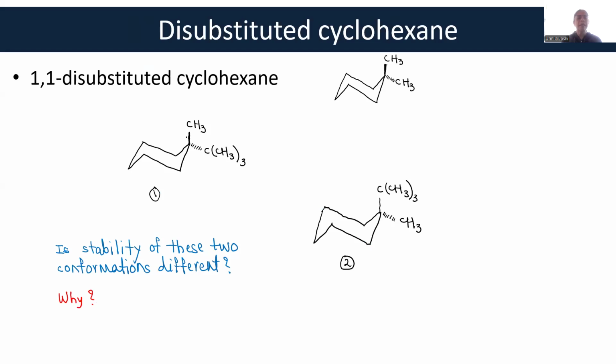Conformation number 1 has methyl group in axial position and tertiary butyl in equatorial. Conformation number 2 is a structure where tertiary butyl is in axial position and methyl is in equatorial. Now, which one will correspond to higher energy? Obviously, conformation 2 is going to correspond to higher energy because the huge tertiary butyl group is facing 1,3 diaxial interactions from hydrogen. And so this will be corresponding to higher energy. This will be corresponding to lower energy. Is that clear to everybody?